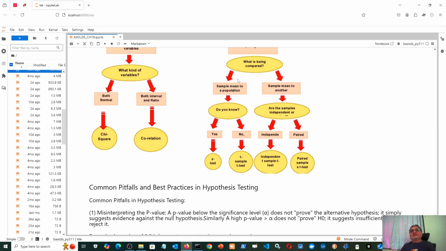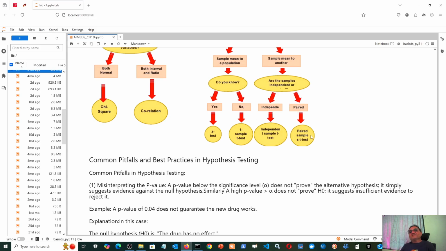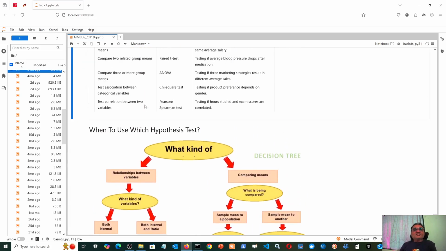Similarly, suppose instead of comparing a sample mean to the population mean, you are comparing the means of two different samples. Then are the samples independent? Yes or no? If yes, independent, then use the independent sample t test. If not, that means they are paired samples, then you use the paired sample t test. So this is how one can decide which test to conduct.